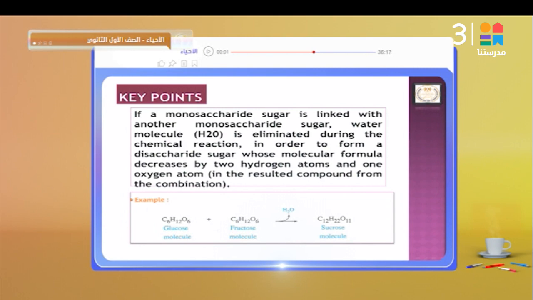Very important point. Please pay attention, dear students, to this point. Why is 1 molecule of water removed during bonding between 2 molecules of sugars? To bond the 2 molecules of sugars, a bond must be formed. This bond is called the glycosidic bond. The glycosidic bond links 2 molecules of sugars, the monosaccharides. It's bonding between 2 molecules of monosaccharides.